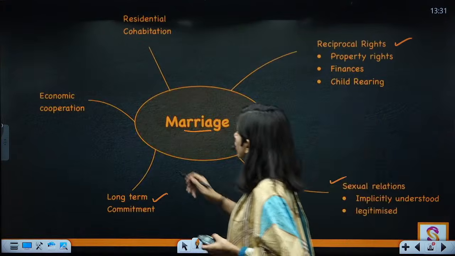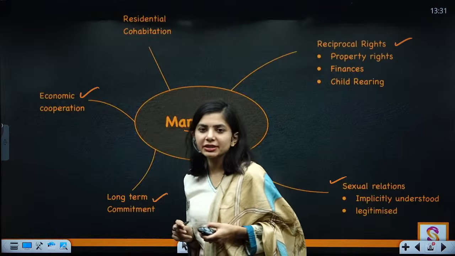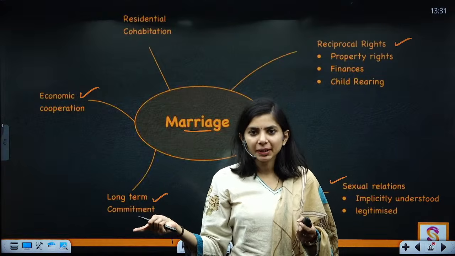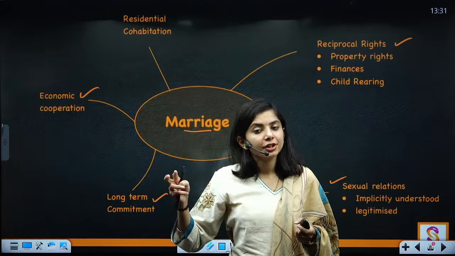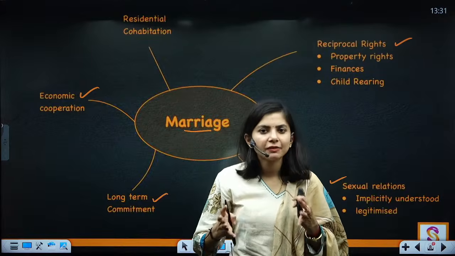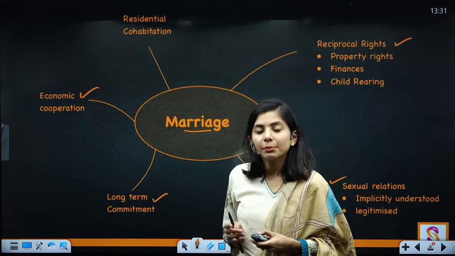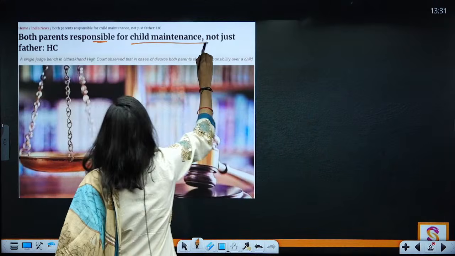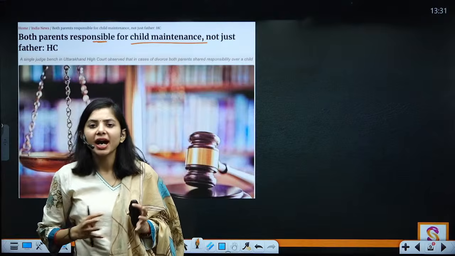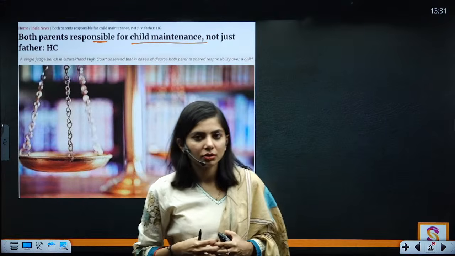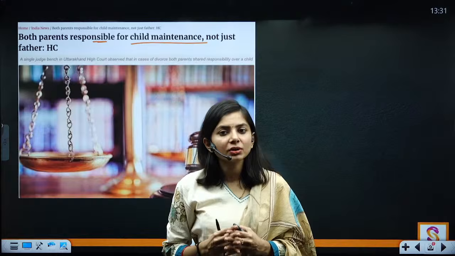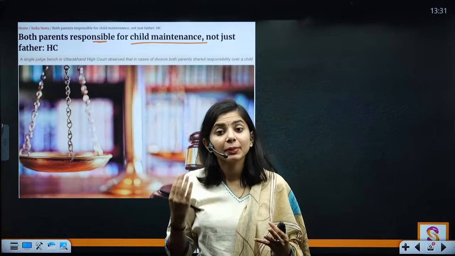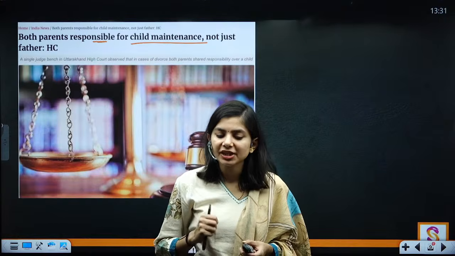Next, economic cooperation. Economic cooperation means what? It means that if the male is earning, he will be upkeeping the family. If the female is working, she will also contribute half. So that's how you can understand. Means both the parents are responsible for the child maintenance, not just the father. This is what the High Court said, and this is very good also, where they mentioned that economic cooperation should come from both sides, father and mother. If the father is earning, he will provide. If the mother is earning, she will also provide for the child maintenance.